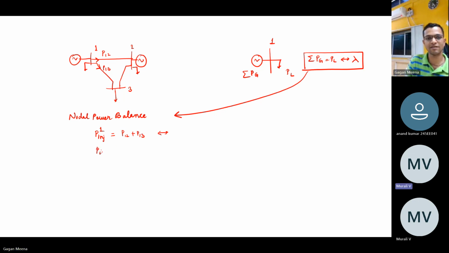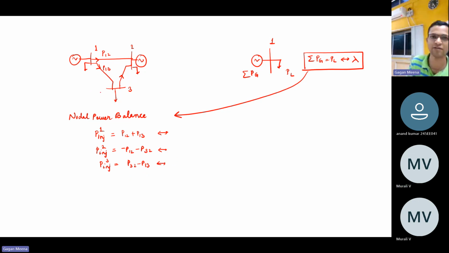Similarly, we can write P injection 2 is equal to minus P12 plus P23, since this is the direction. Similarly, P injection 3 is equal to P31 plus P32. P31 is coming in, so it is minus P13, plus P32, and this is the load.